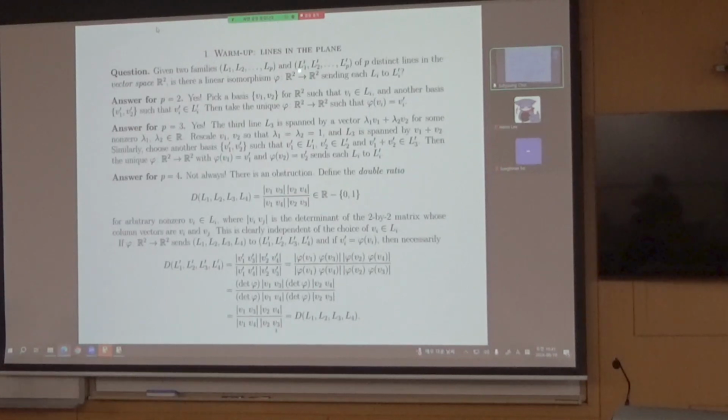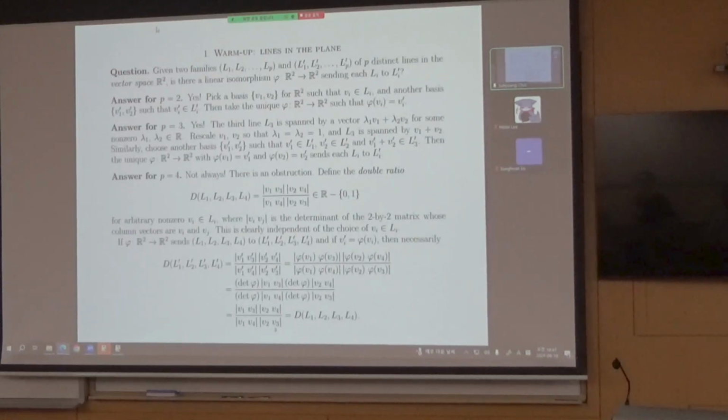And you do the same thing with the prime lines, and then you take the linear map sending the first basis to the second basis. And then obviously it is going to send V1 to V1 prime, it's going to send V2 to V2 prime, and it's going to send the sum of the vectors V1, V2 to the sum of the vectors V1 prime, V2 prime, and so it's also going to send the third line without prime to the third line with primes.